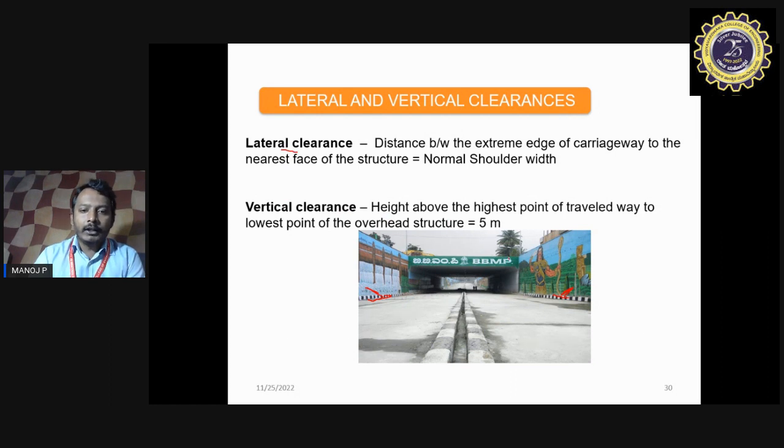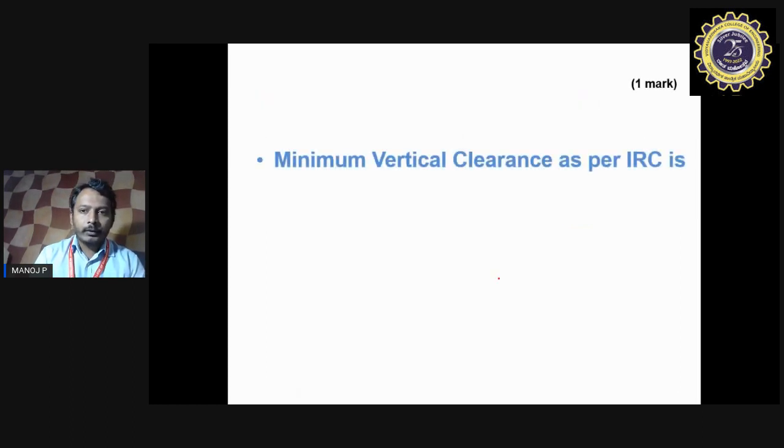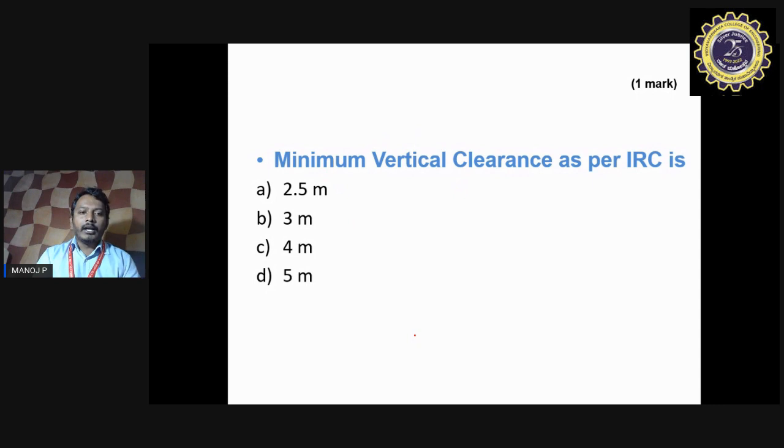Next is vertical clearance. Here, if you look into the underpass from this point to this point, this is the vertical clearance. Minimum it should be 5 meters height above the highest point of a traveled way to the lowest point of the overhead structure. They may ask you a question like this: minimum vertical clearance as per the IRC, then the answer is 5 meter.